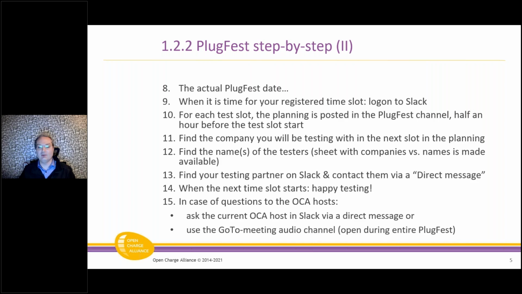Now, of course, you can always encounter an issue, or you can have a question. So during the Plugfest, we always have multiple OCA hosts that are available in Slack, and you can send them a direct message. We will sign on and off, so you can see which host is currently active. But you can ask questions there in Slack via direct message. We always prefer direct messages because sometimes they can get lost in the general channel if it's a bit busy, or in the Plugfest channel. So we ask you to send us a direct message.